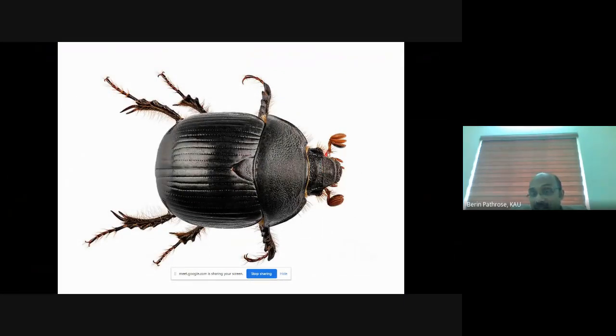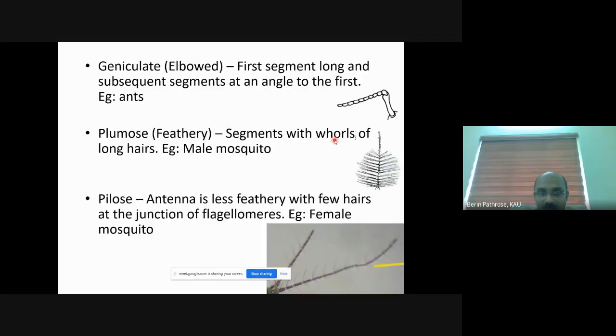Here this is the antenna, these are the segments, and you see the terminal segments. These segments are enlarged laterally to oval or rounded plate-like lobes. So you see it is plate-like lobes. That is called lamellate antenna, seen in scarabid beetle or dung roller beetle. Terminal segments are expanded laterally to form oval or rounded plate-like lobes. So that is lamellate antenna.